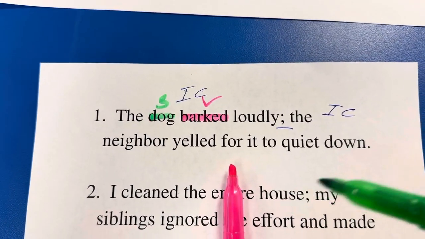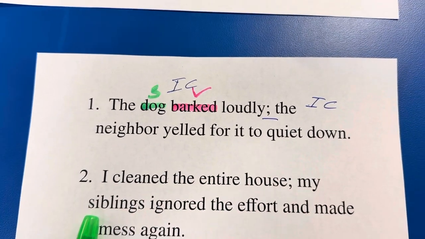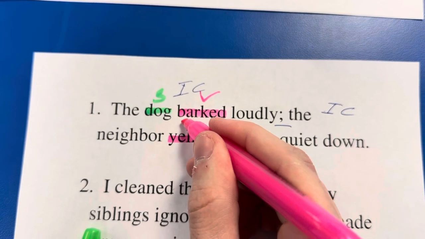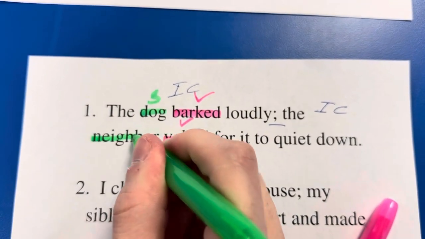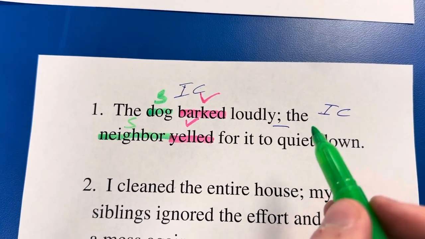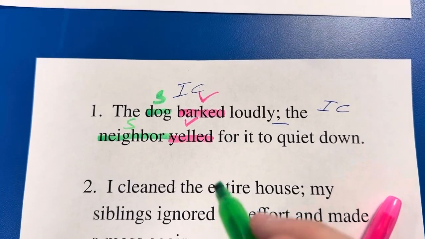Second part, the neighbor yelled for it to quiet down. What is the action taking place in that section? Well, I know that yelled is a thing that we do. So that's the verb. Who or what is doing the yelling? It is the neighbor. So that is my subject. Using a semicolon, it connects two independent clauses that are related to each other.